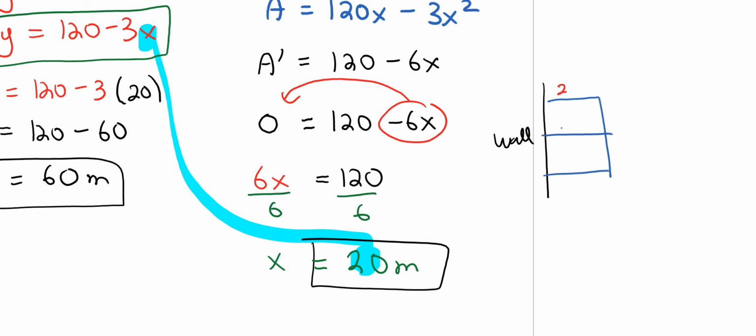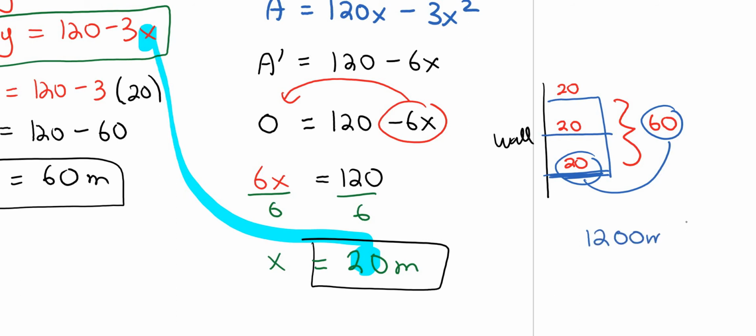So this would be 20, that would be 20, that would be 20, and this distance right here would be 60. And the area right now, if I take the length right here, which is 20, and multiply that by 60, 60 times 20 is 1,200 meters squared. So this is my final area, and the dimensions that will give me the area of 1,200 meters squared would be 20 by 60 meters.